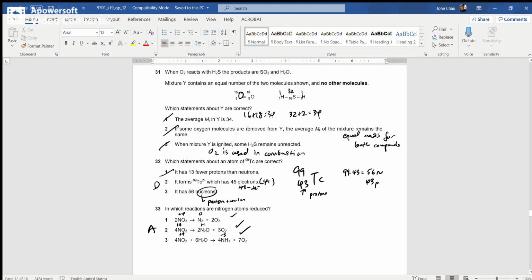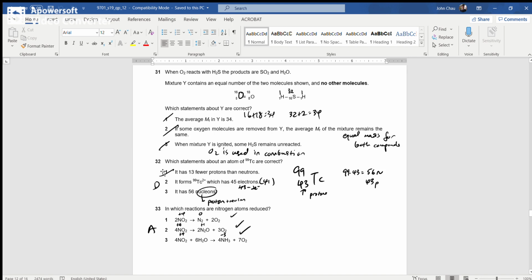Okay, and we know that oxygen will be used up in the combustion, because if you write down the equation, you need more moles of oxygen gas. Since you're given an equal number, the oxygen will definitely be used up.